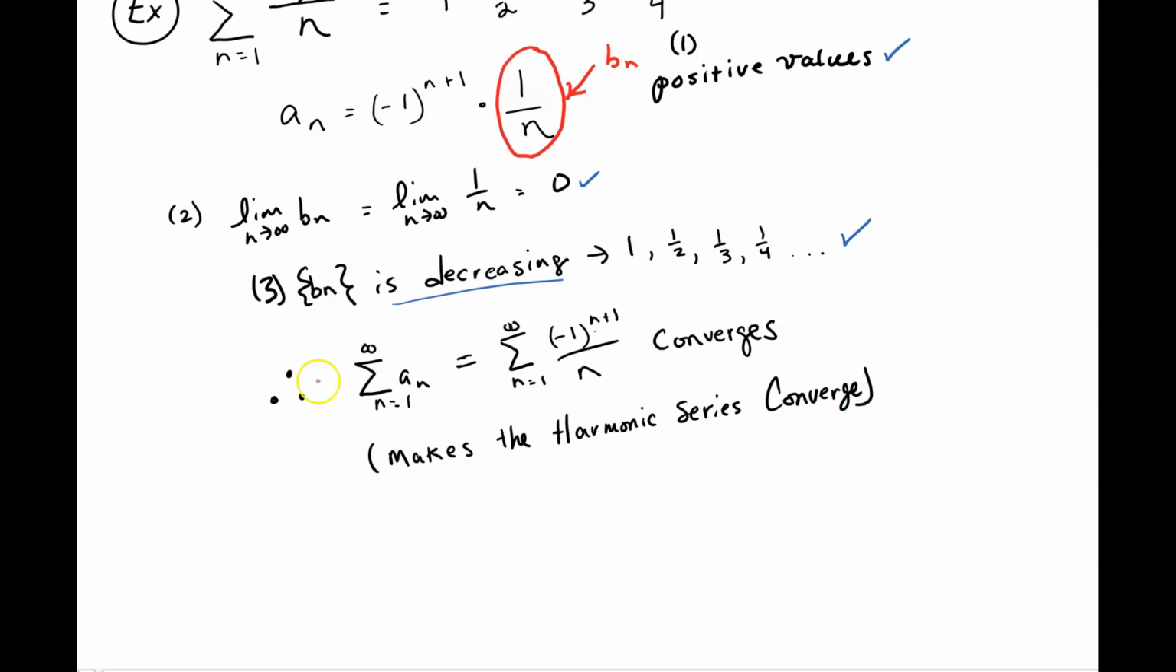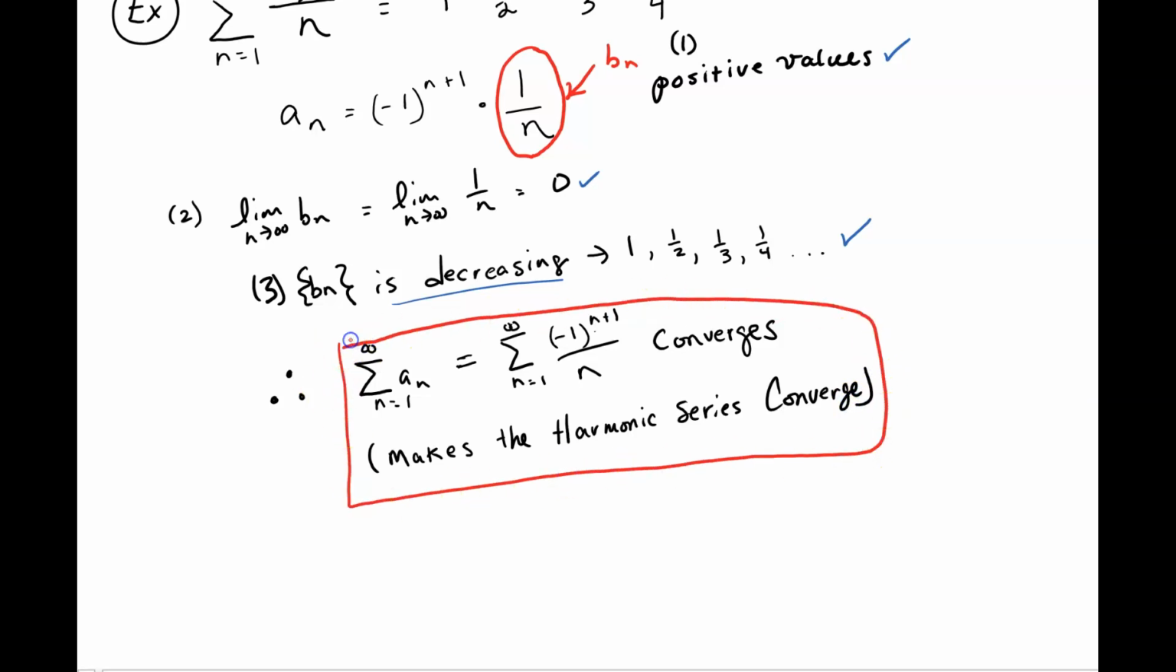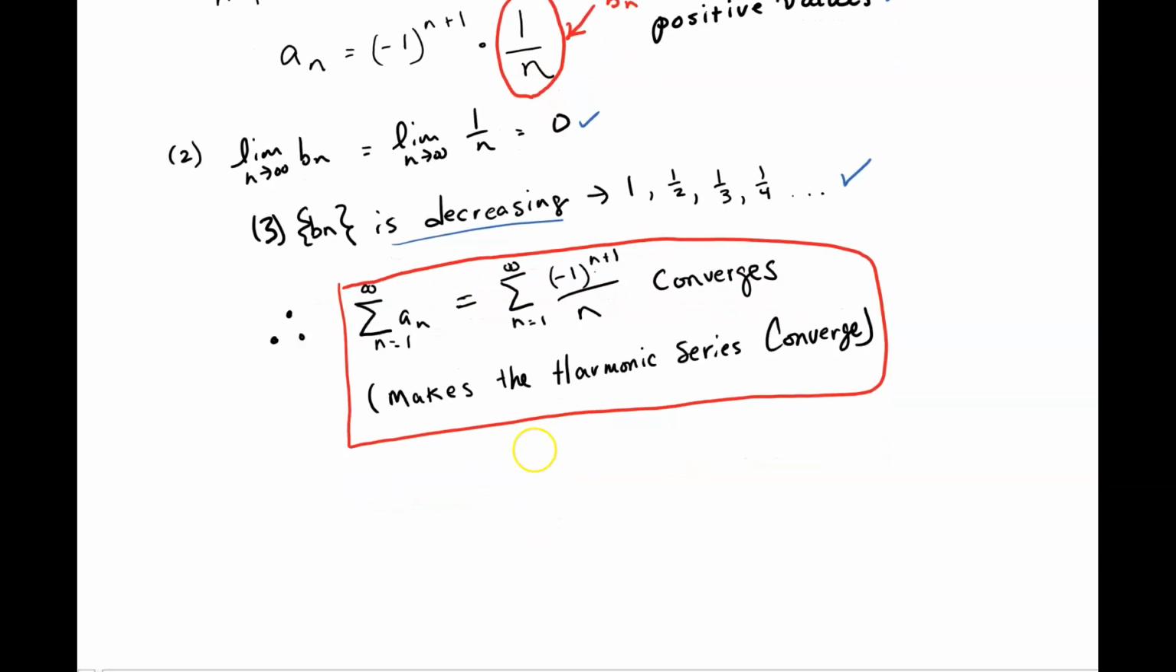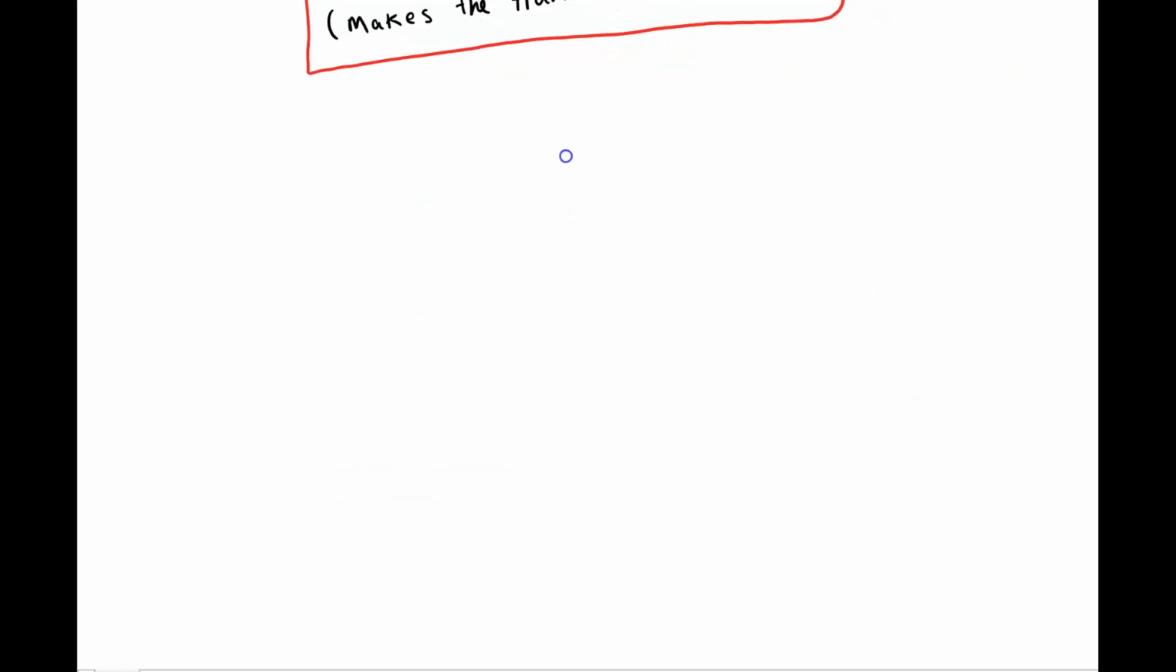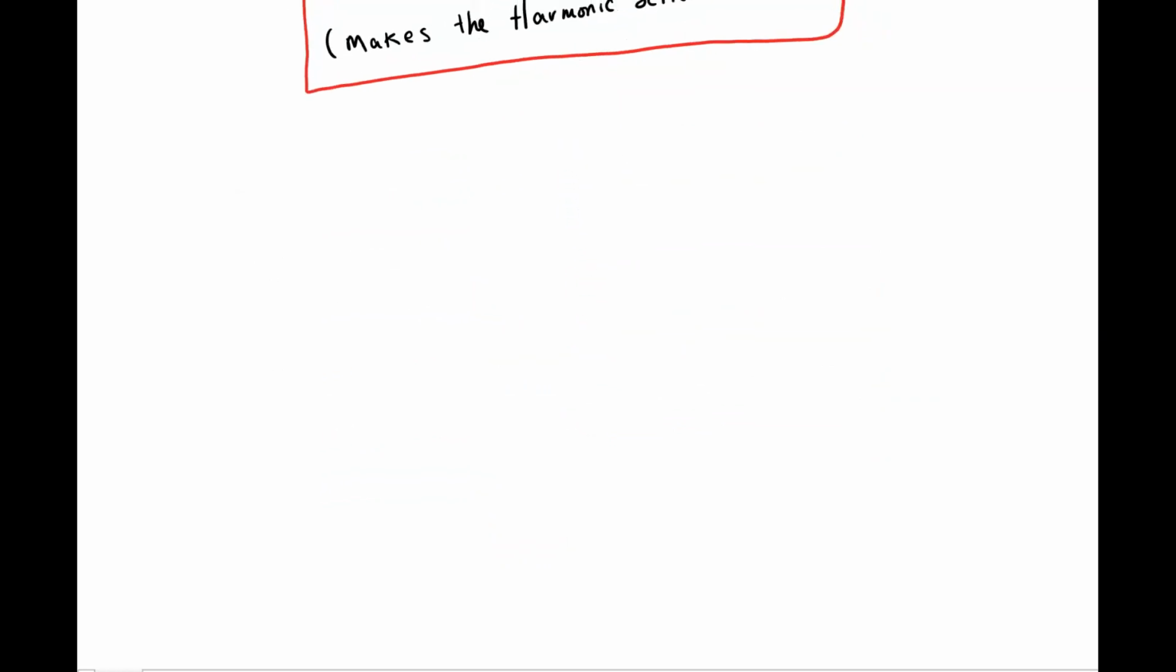So it's an interesting way to look at the harmonic series, really. If you make it alternating, you can actually make it convergent. Okay? So now, what we're going to do next is we're going to talk about something called absolute convergence. So take a quick pause, rewind if you have to, and we're going to come back with the absolute convergence.